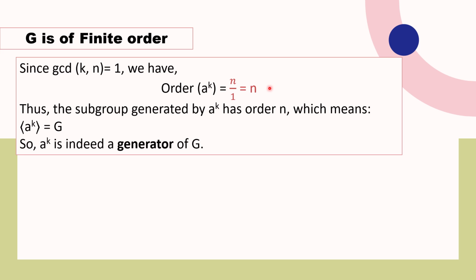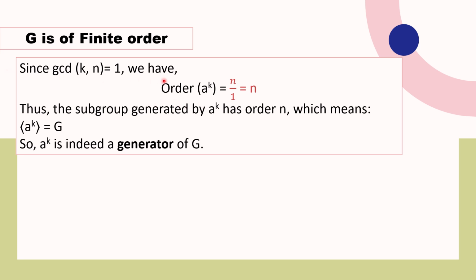What does this mean? That the subgroup which is generated by a raised to k, let's suppose a raised to k generates something, that group is equal to the group G. Why? Because both of them have the same order. This order is equal to this order. So the group which is generated by a^k has the same order as the group G. Therefore, a^k generates G. Alright, this is how we do the first direction.